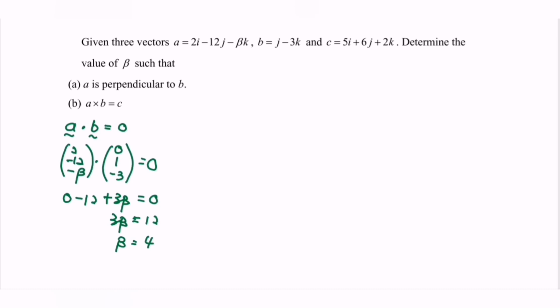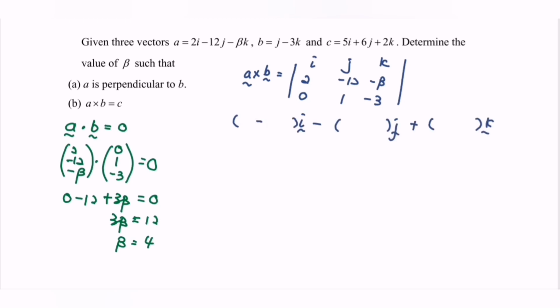Next, kindly refer to part B. Given that A cross B is equal to C. So here we have A cross B, so kindly substitute the vector A, 2, -12, beta, followed by 0, 1, -3. Now kindly refer to the working. If you want to look for i, kindly cover up the i column and we will have j crossed with k. So 36 plus beta.